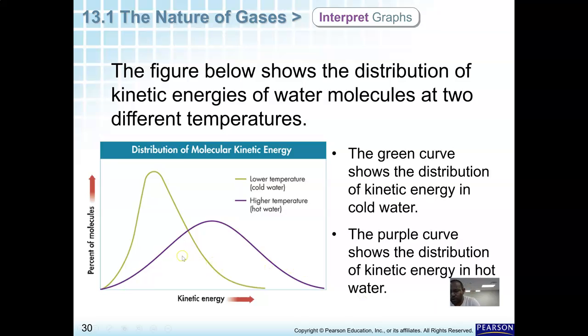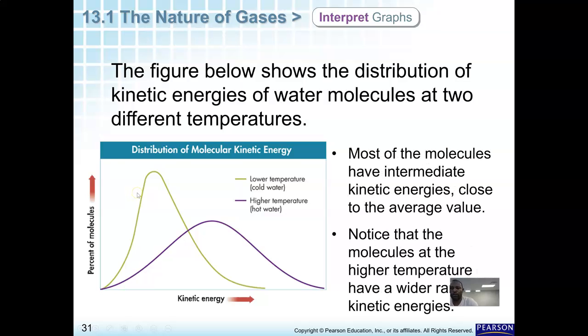If you look at the purple one, most of them have very high kinetic energy, but still very few of them have very high. But if you come to the green one, very few of them have low kinetic energy, somewhere around here. Some of them around here have high kinetic energy, but the majority of them are still somewhere lower kinetic energy. So if you compare the two curves, the cold water and the hot water, the hot water molecules have higher average kinetic energy than the cold water.